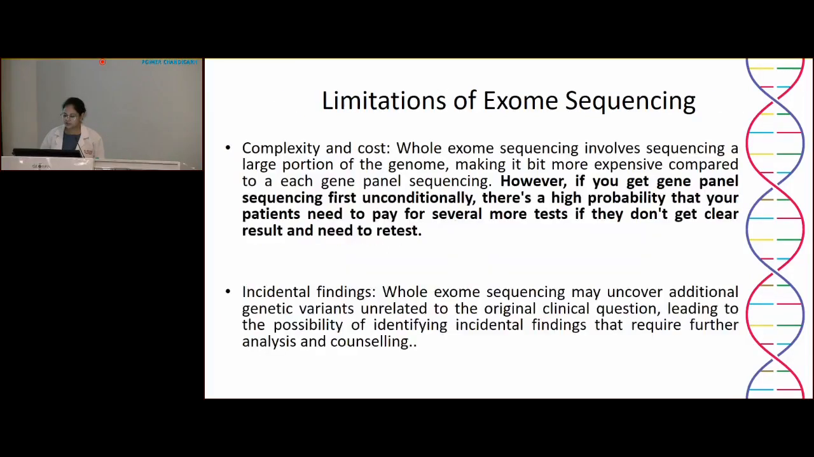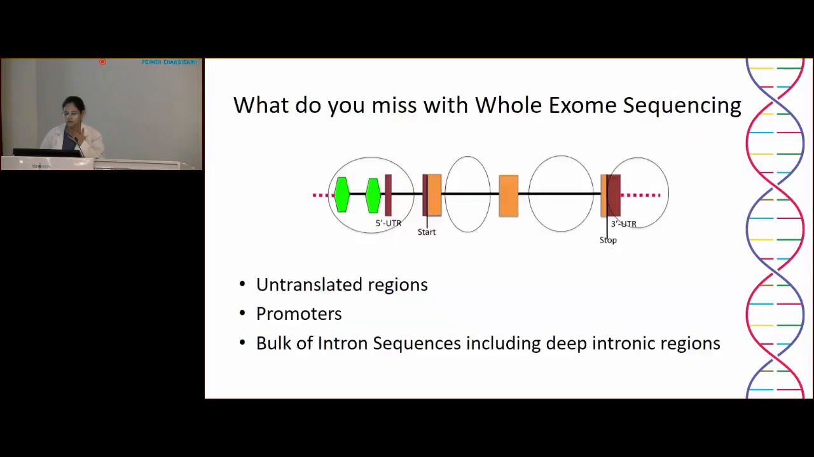So what are the limitations of exome sequencing? Definitely the complexity and the cost. Although it is not much more expensive than the panel testing, the complexity is very high and it may result in incidental findings, which makes it difficult to analyze and diagnose the case. So mainly what you miss with whole exome sequencing is the untranslated regions, promoters, and the bulk of introns.